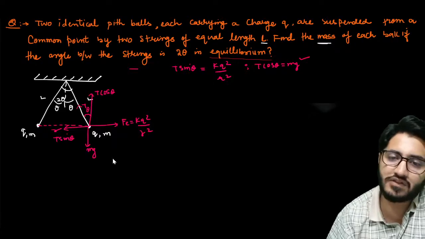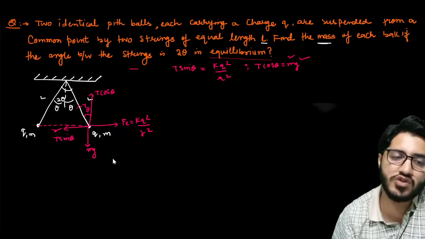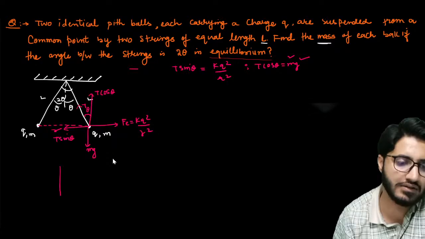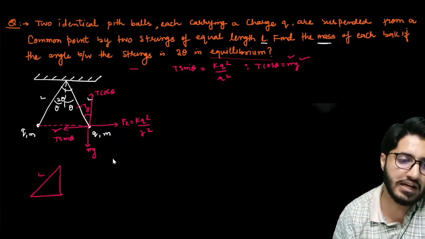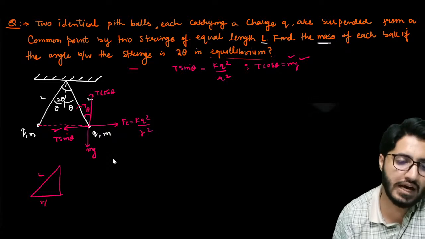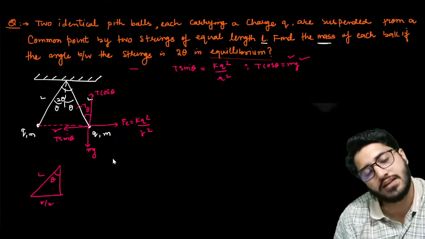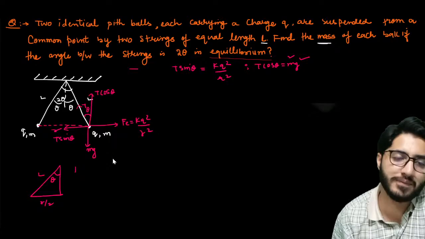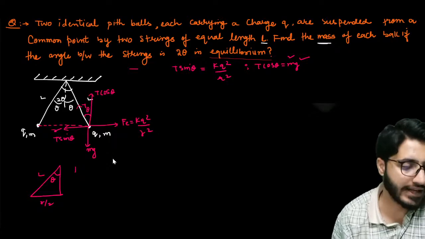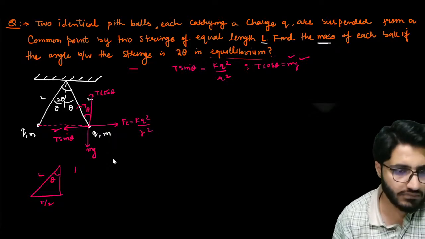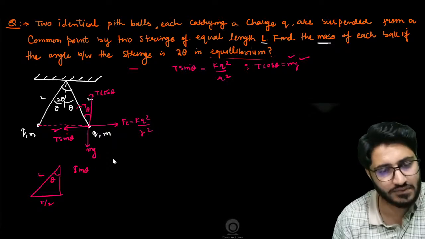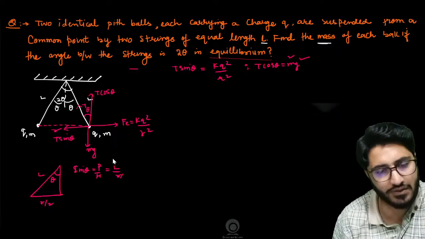Look, beta, G is given, M is given, theta is given, but R is not given. Can I take this particular triangle? This is R, this is L. If the whole is R, this will be R by 2, and this angle will be theta. I can't use tan theta now, I will use sin theta here. Sin theta is P by H, P is L, H is R by 2.